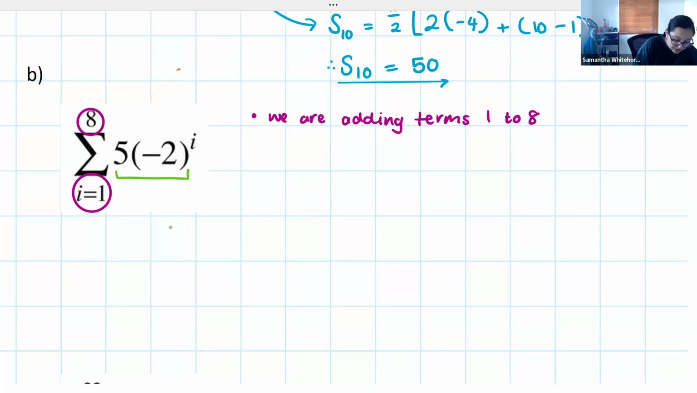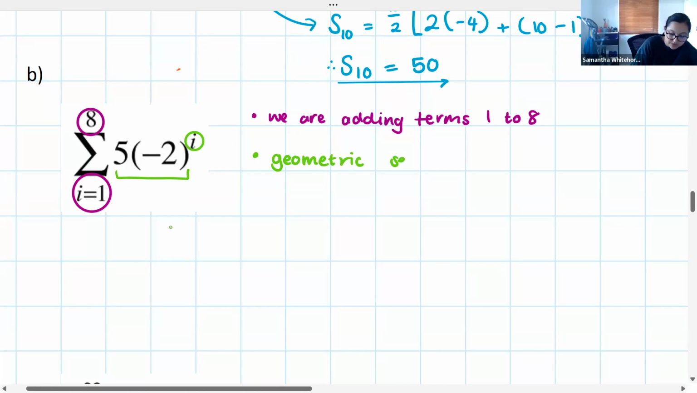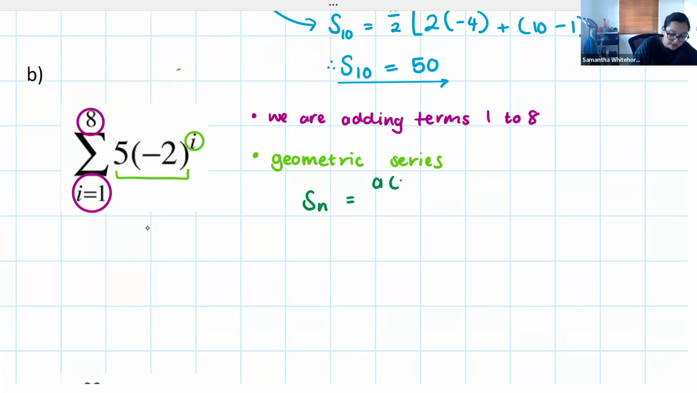And because of this exponent, because I is now in the exponent, I know that I'm working with a geometric pattern or geometric series. Again, it's important to know what type of series we're working with because this tells us what our Sn is. So remember, for a geometric series, the sum of n terms is equal to a times r to the power n minus 1 over r minus 1. Again, this is on your formula sheet. This is not something you need to learn off by heart.